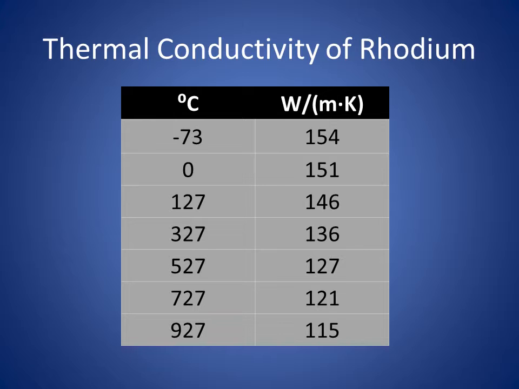An engineer working with rhodium might observe that for the given temperature range, the relationship between temperature and thermal conductivity is roughly linear. He or she could then use this information to construct a model by using temperature as the independent variable and thermal expansion of the metal as the dependent variable.